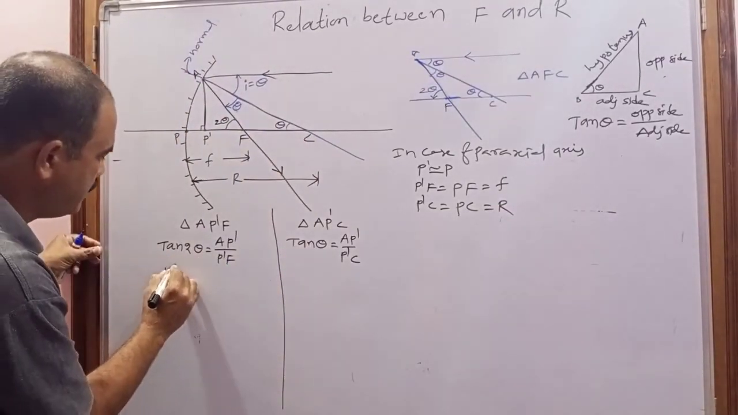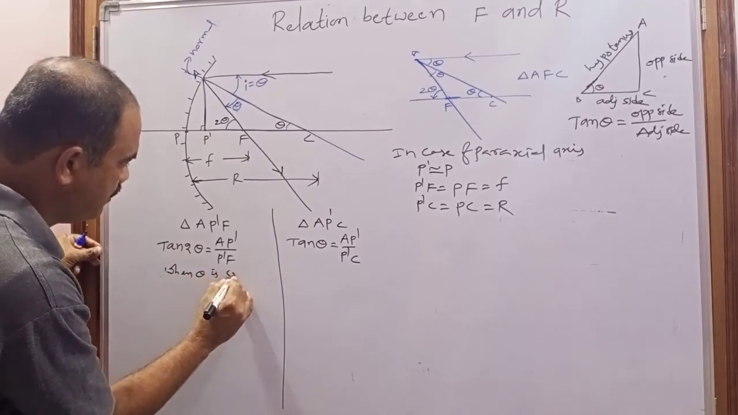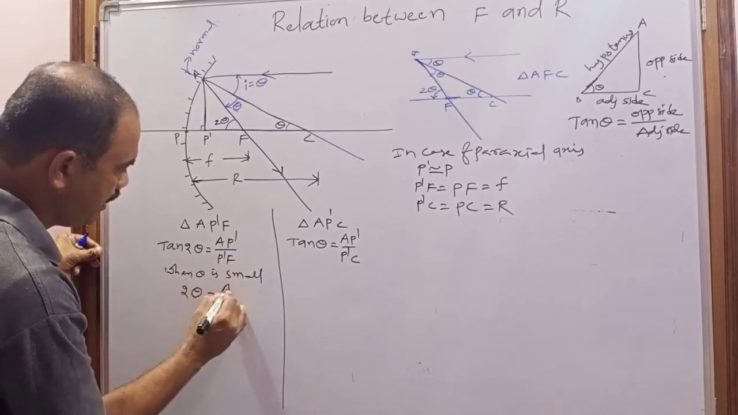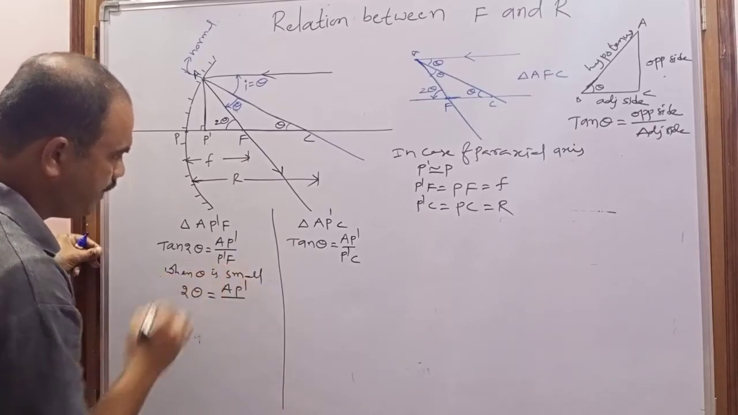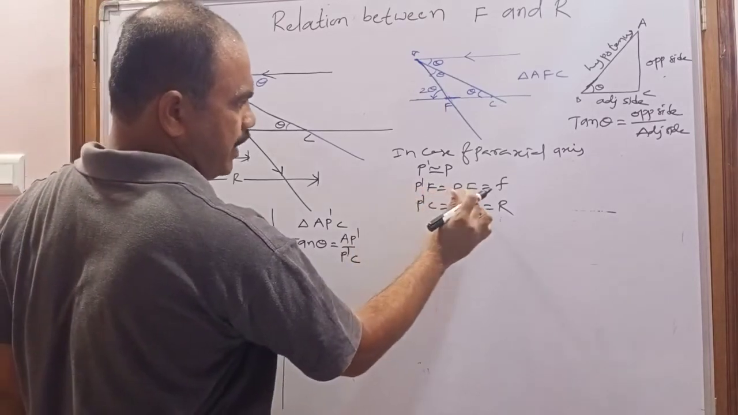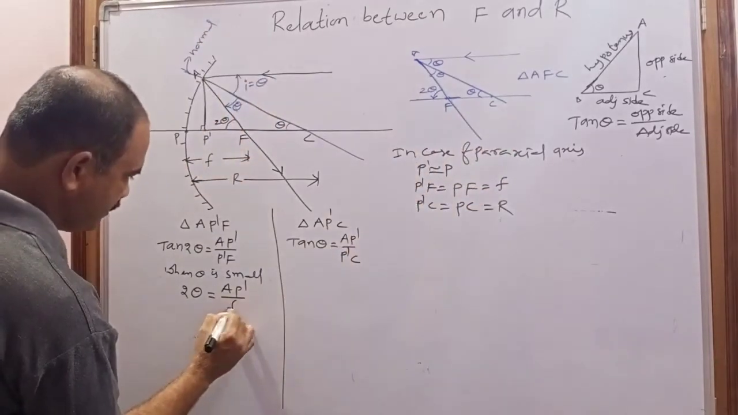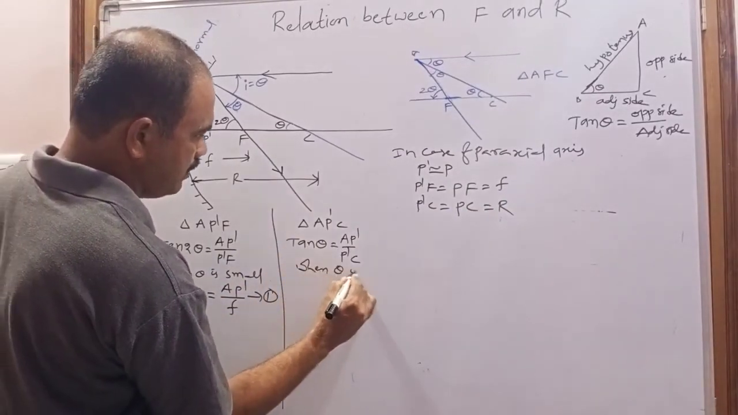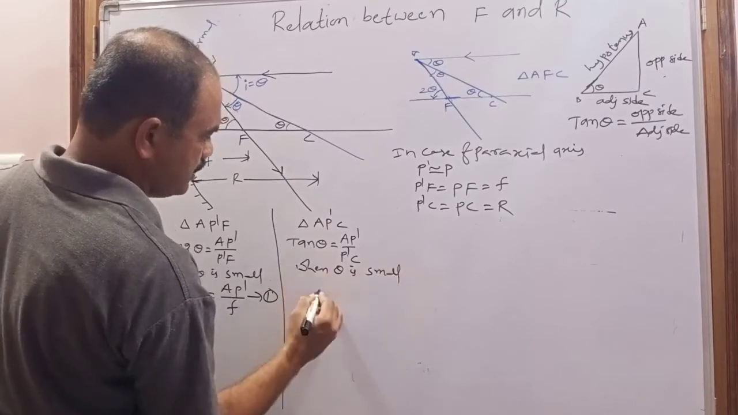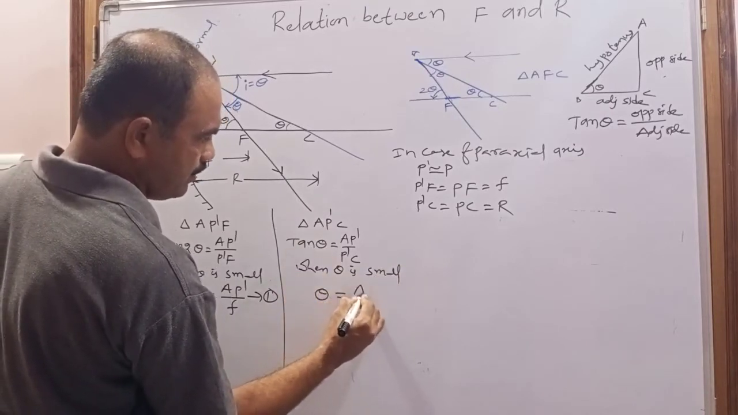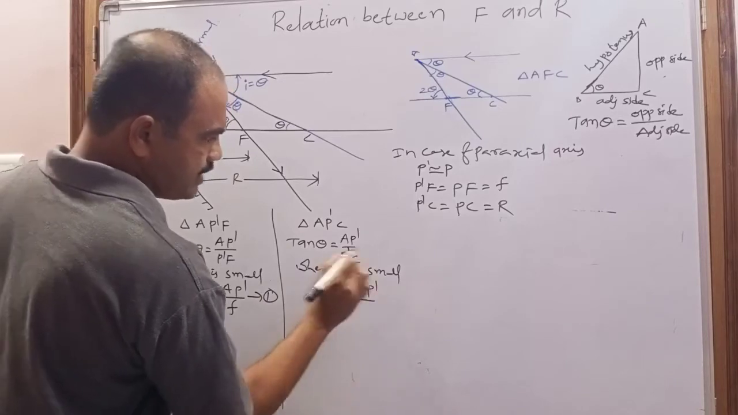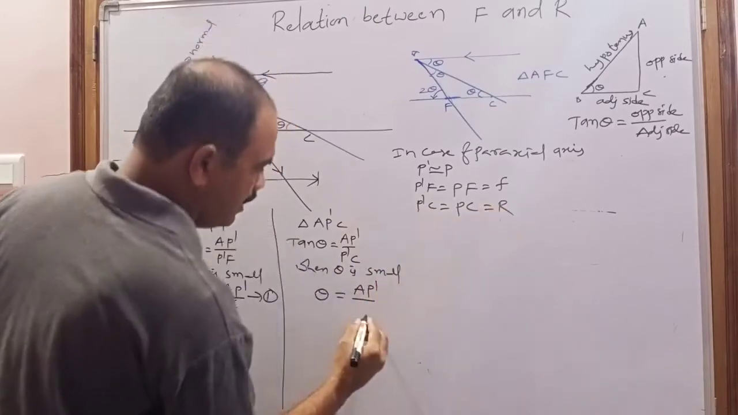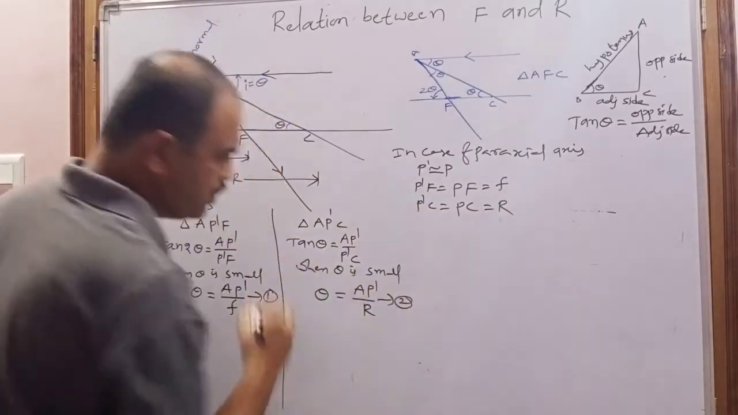When theta is small, tan 2 theta can be taken as 2 theta, equal to AP dash by P dash F. P dash F is nothing but PF, and PF is nothing but the focal length. This is equation 1. Here also, when theta is small, tan theta can be taken as theta, equal to AP dash by P dash C. P dash C is the distance between pole and center of curvature, that is nothing but the radius of curvature. This is equation 2.